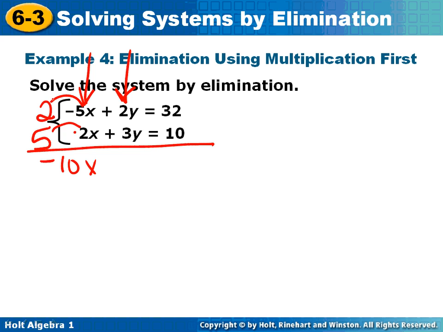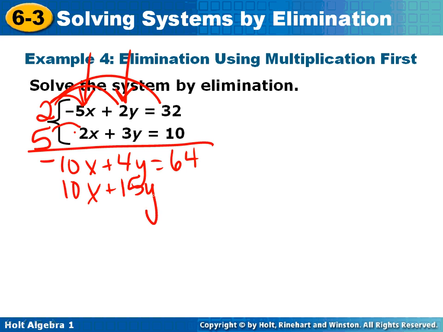Now I can't just multiply the first number, I also have to multiply all of the other terms of my equation. 2 times 2 is 4y. 2 times 32 is 64. Now we're going to do the 5. 5 times 2x is 10x. 5 times 3 is 15y. And 5 times 10 is 50.